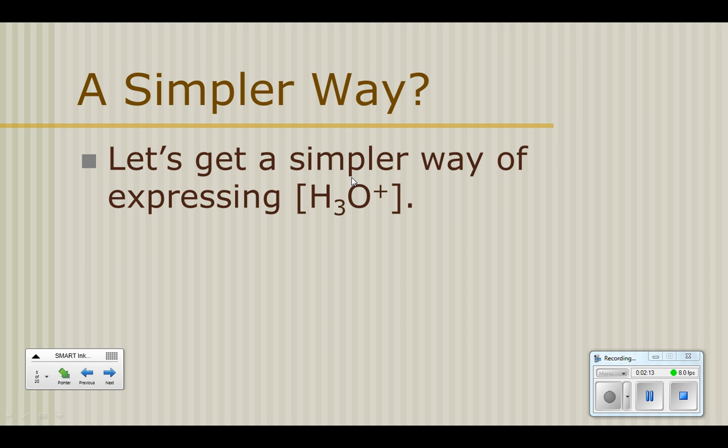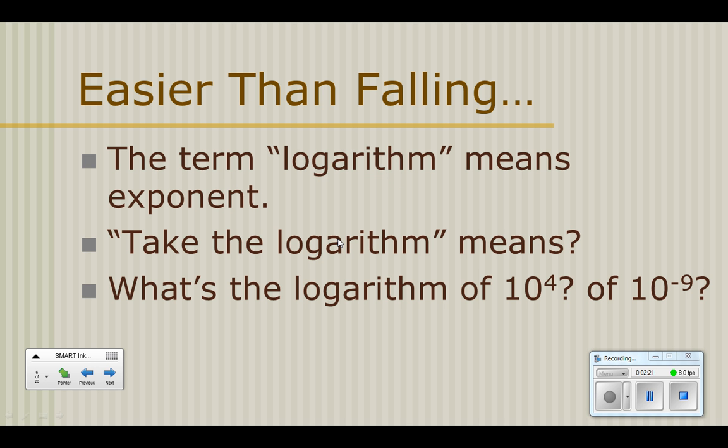All right, now what we're also going to do is get a simpler way of expressing the hydronium ion concentration rather than a big, long, nasty-looking number. We're going to do that by using logarithms. Hopefully you've learned logarithms in math. The term logarithm itself just means exponent. So what's the logarithm of 10 to the 4th? If logarithm is exponent, the exponent of 10 to the 4th is just 4. So the logarithm of 10 to the 4th is just 4.